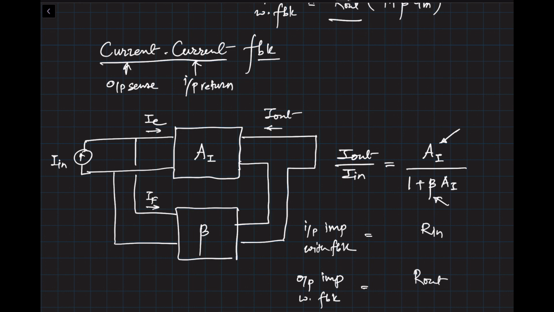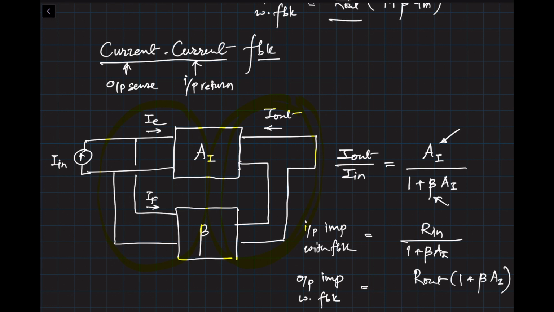So when we look at the input, we see things are in parallel. So input impedance with feedback should reduce by the factor 1 plus beta AI, purely because things look like they're in parallel. At the output, we see things are in series. There is a series connection at the output, and at the input you see things are connected in parallel. So at the input, with feedback, the input impedance will go down by 1 plus beta AI factor. And at the output, since the connection is in series, it will go up by a factor of 1 plus beta AI.